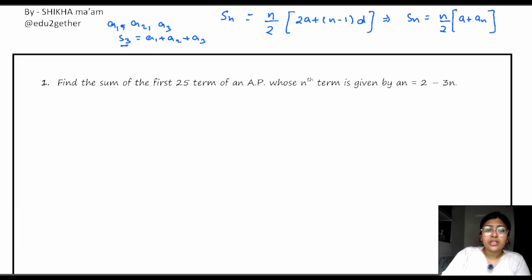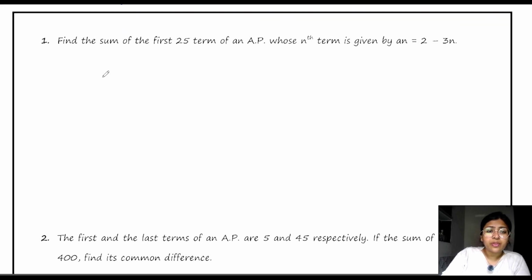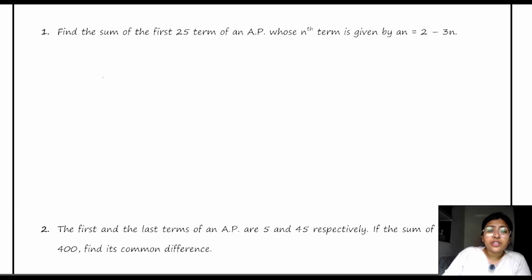Okay, now see question number first. Find the sum of first 25 terms of an AP. This sum is always found from the first term. Okay, so the sum of the first 25 terms of an AP whose nth term is given. Okay, the general formula for finding the nth term is given as 2 minus 3n. Okay, by putting the values of n we can find out the first term, second term, third term.